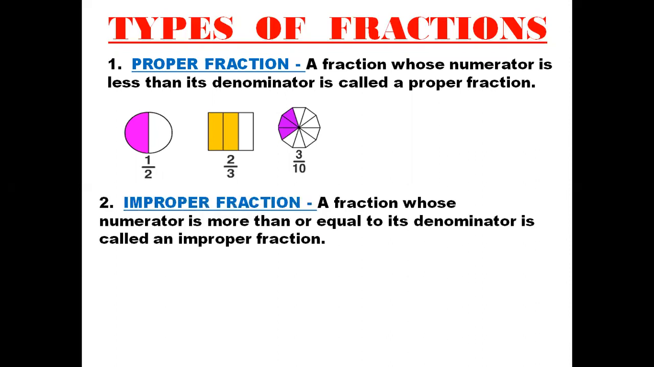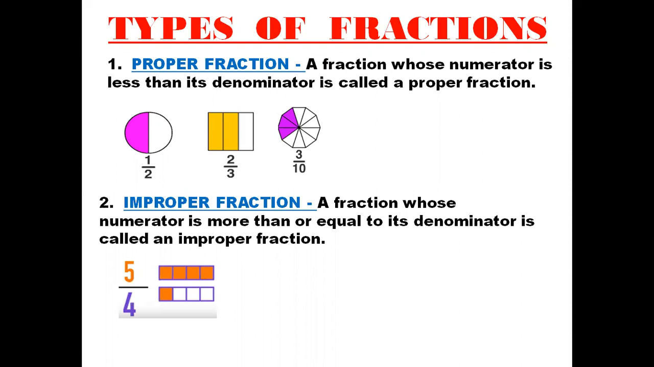Now we come to improper. Improper means what? We know when we introduced fractions, we take part from whole. That is, the whole is divided into equal parts and we take part from the whole. But here, an improper fraction, a fraction whose numerator is more than or equal to its denominator, is called an improper fraction. So if the numerator is more than denominator, how can it be possible? Because if the whole is less, how can you take parts more than the whole?